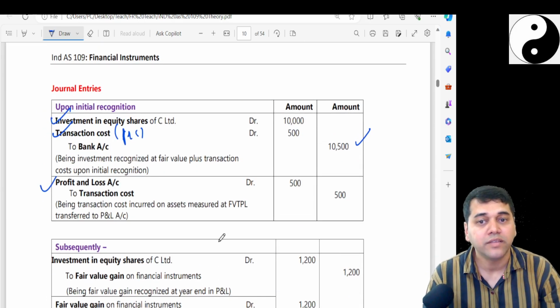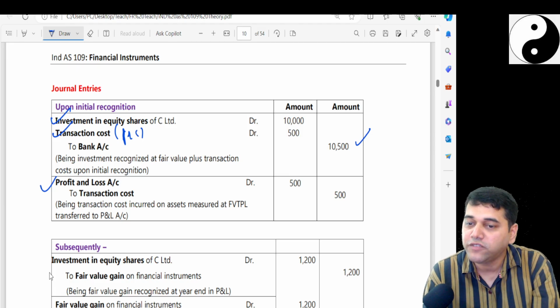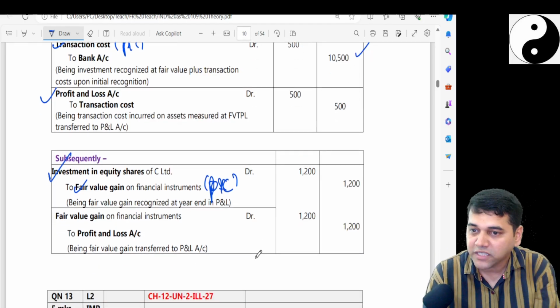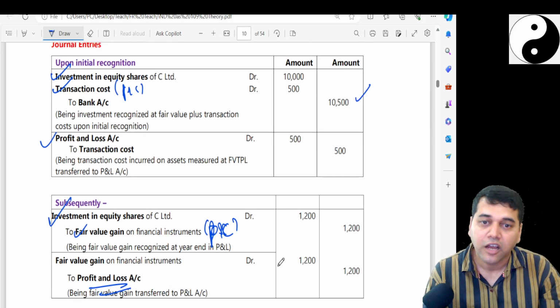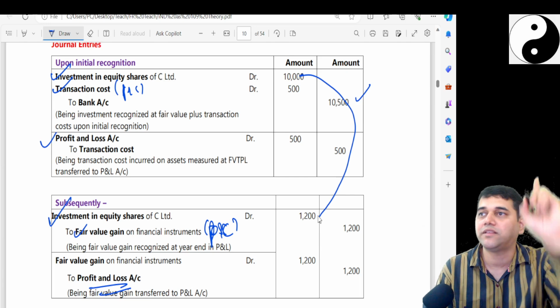Subsequently, there is a fair value increase now. How much did it become? 11,200. So it's a gain. So investment in equity account debit, to fair value gain. Where do you take it? P&L. Then you transfer this fair value gain to the profit and loss account, because your classification is FVTPL. How much? 1,200. The difference between this and 11,200.